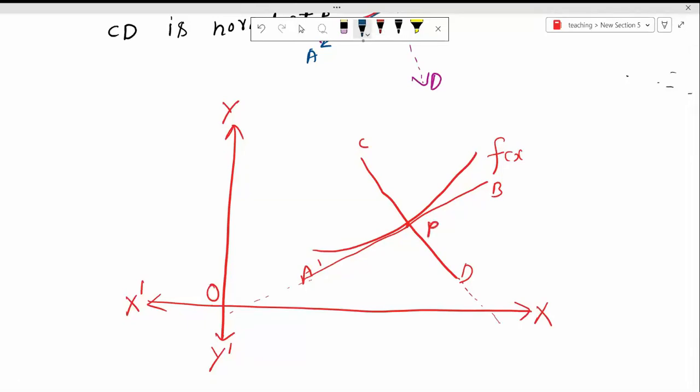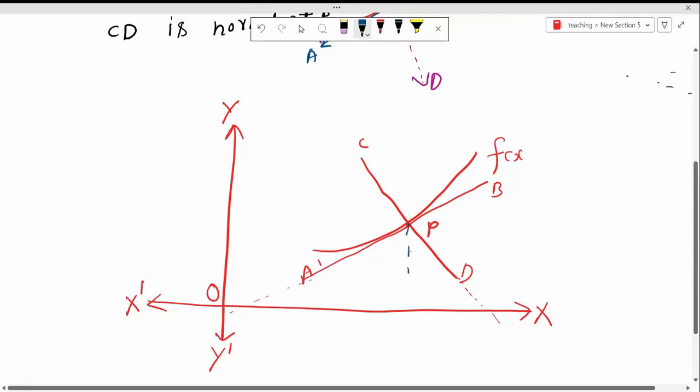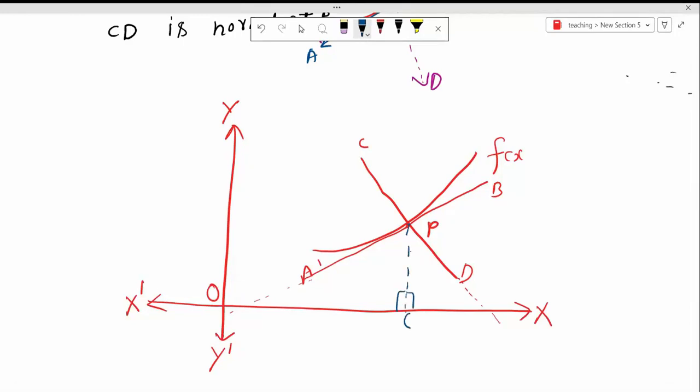Now we draw a perpendicular from this point P on the x-axis, which looks like this. Name this perpendicular PQ. This tangent makes some angle with the x-axis; let's name it theta. This is the perpendicular, so this is 90 degrees, and this is also 90 degrees. Now look at the triangle. Let's name these points M and N. Then in triangle MPQ, the triangle looks like this: this angle is theta, this is 90, so this angle is 90 minus theta.